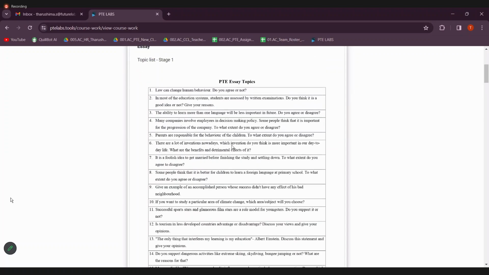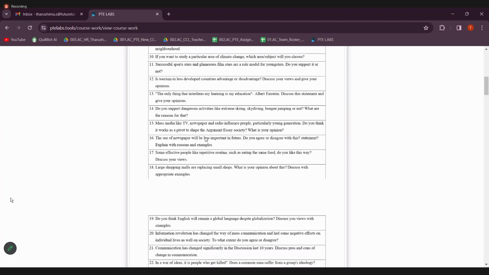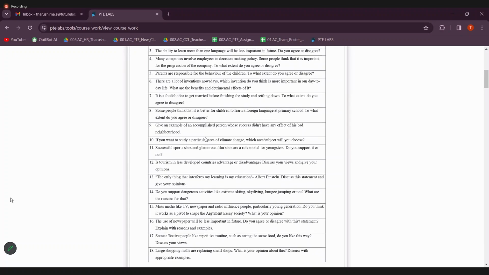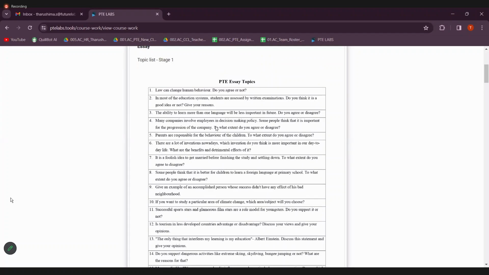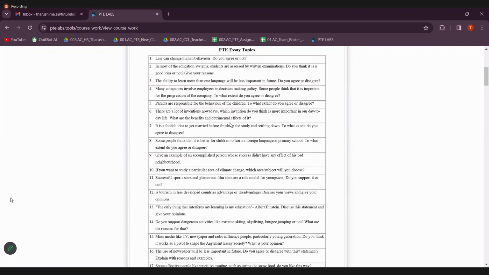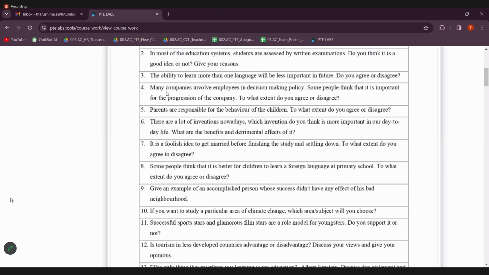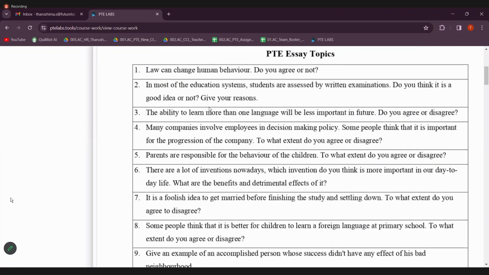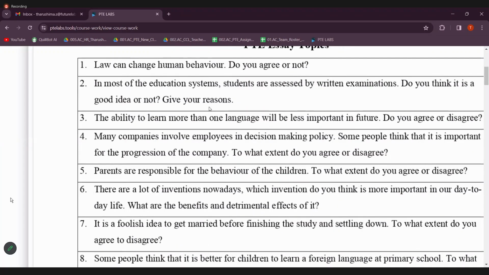So when you come here, you can read the topic and decide whether this one is agreeing, disagreeing, advantages, disadvantages, or problem and solution. It's up to you. The only thing you have to think about is identifying which essay type this is. You just have to do this. So let's do the first one. Just read the second topic and tell me what kind of essay type this is.